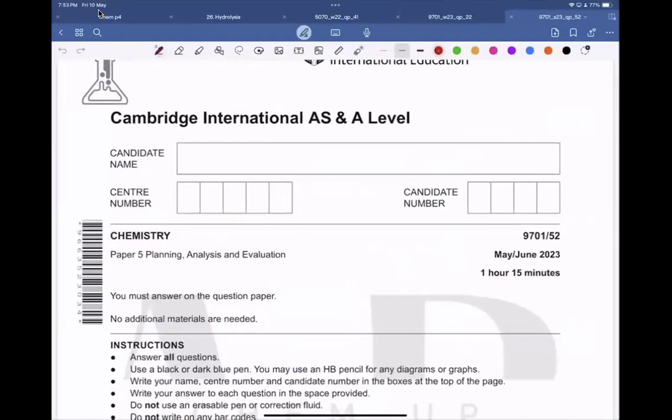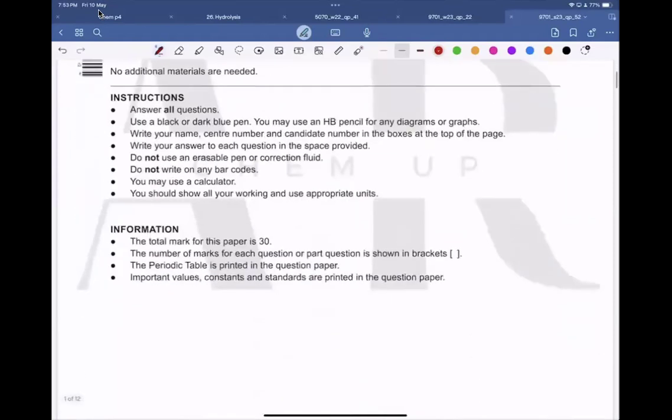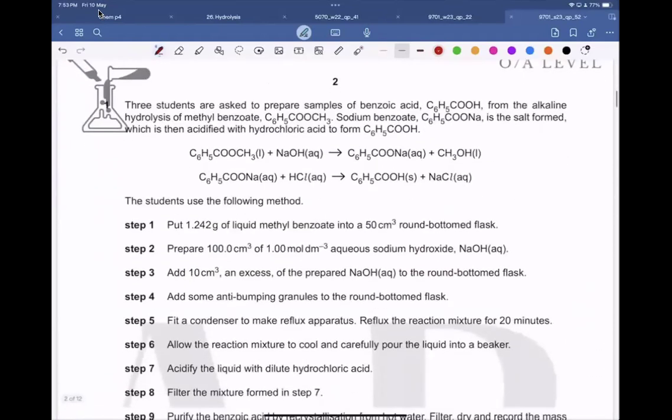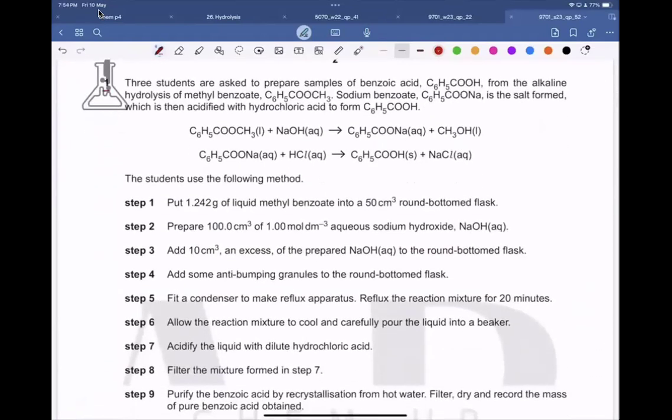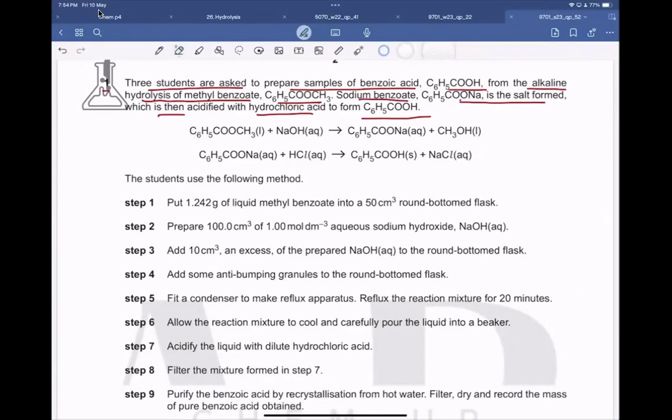Today we are going to start May-June 2023 paper 5-2. Question number 1. Three students are asked to prepare samples of benzoic acid from the alkaline hydrolysis of methyl benzoate. Sodium benzoate is the salt form, which is then acidified with hydrochloric acid to form benzoic acid. So see, it's the hydrolysis reaction. See, it's an ester, methyl benzoate, right?